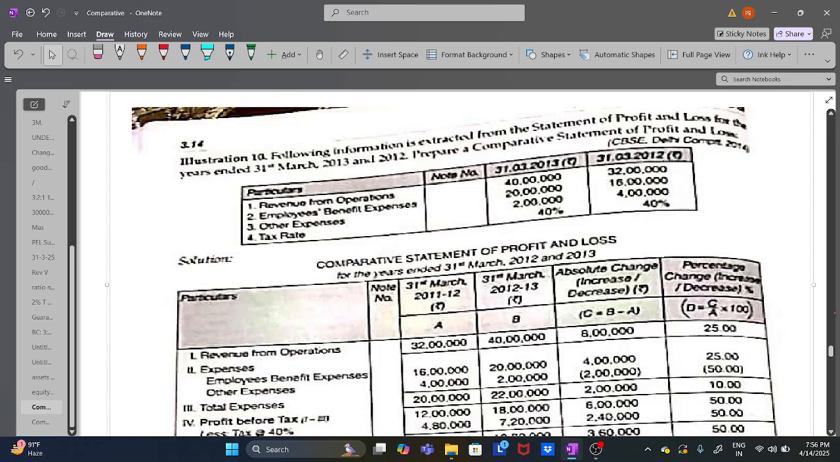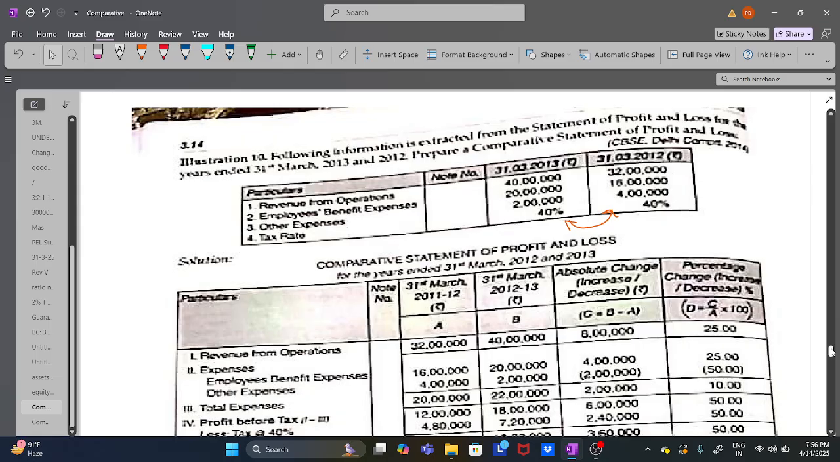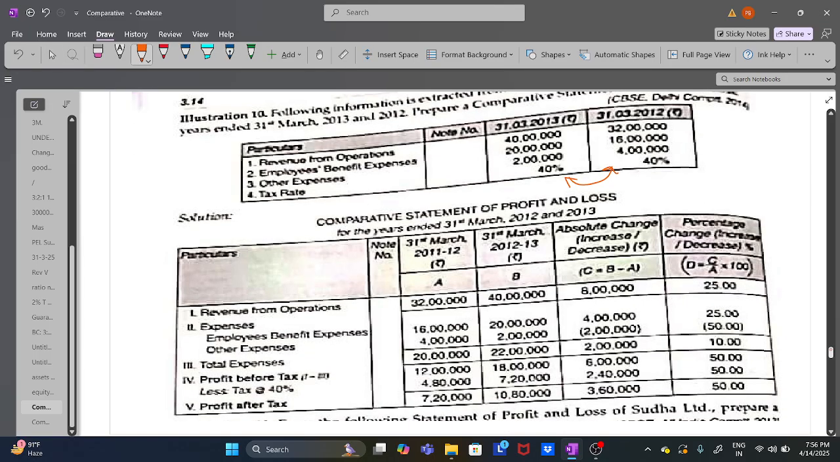Also solved illustrations are given. Sometimes these rates can be different, the tax rate. Here it is 40% in this example. So here different examples of expenses are given. RFO sales is there, there is no other income. Expenses are two: employee benefit and other expense. They did the total of the two. Then they found profit after tax. 32 minus 20 is 12. 12 minus 40% of 12 lakh, 480, gives you 780 as profit after tax.